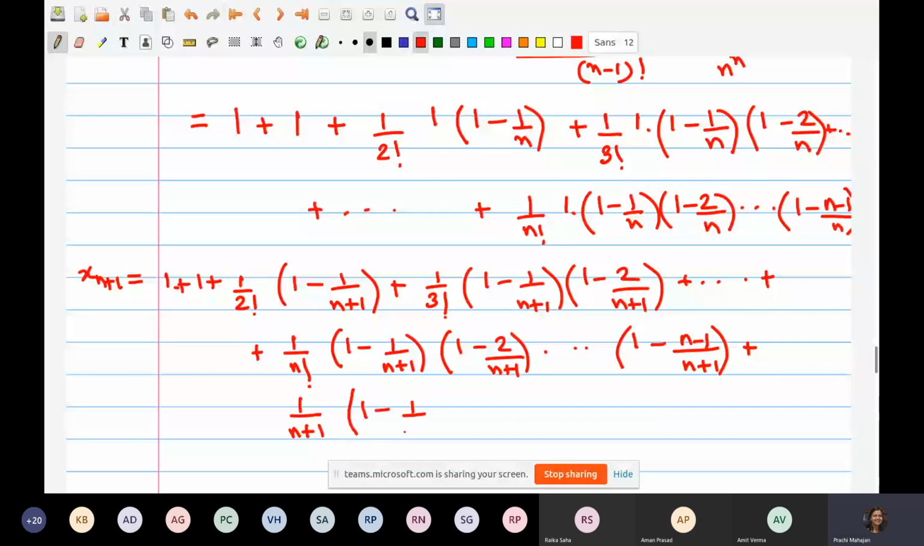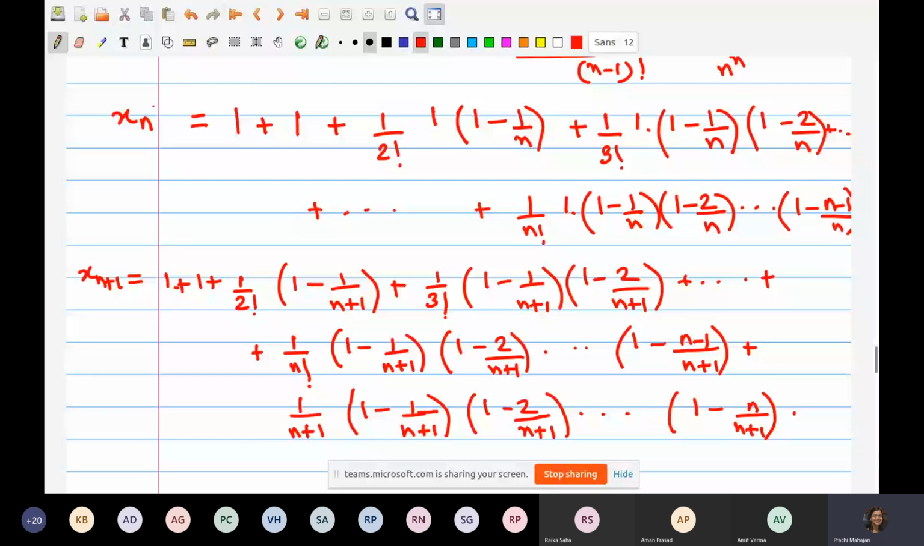So I'm writing down the last term in xn plus 1. This is just like the last term upstairs in xn. This is given as 1 minus n by n plus 1. Is that okay? For the benefit of everybody, I'll just write it. So this is xn, the nth term, and this is xn plus 1, the n plus 1th term, right?